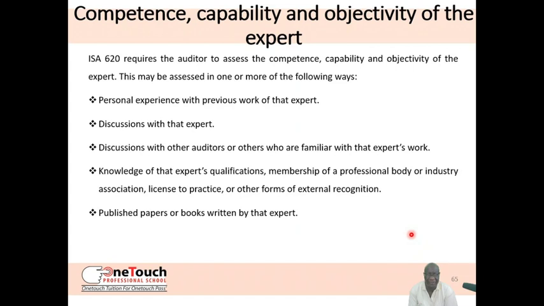Personal experience with the previous work of that expert. Yes, you might know somebody who is an expert, your previous knowledge about that fellow. Then discussion with that expert. Discussion with other auditors or others who are familiar with that expert's work. Knowledge of that expert's qualifications. Membership of a professional body or industry association, and the rest. Then published papers or books written by that expert.